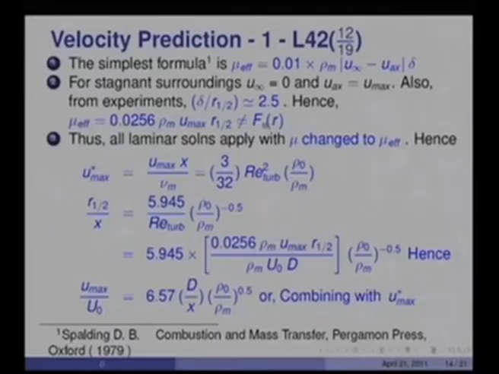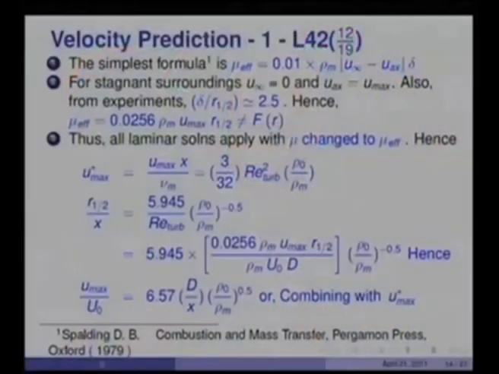So, essentially what we have said is that mu effective is constant across the width of the jet. It may vary with x, we will see whether it does or not. All our solutions will apply if we assume constant properties, and since mu effective is also nearly constant, we will simply change mu to mu effective, and you will get u star max equal to u max by nu m equal to Re turbulent square. R half by x will be again given by that where Re is replaced by Re turbulent.